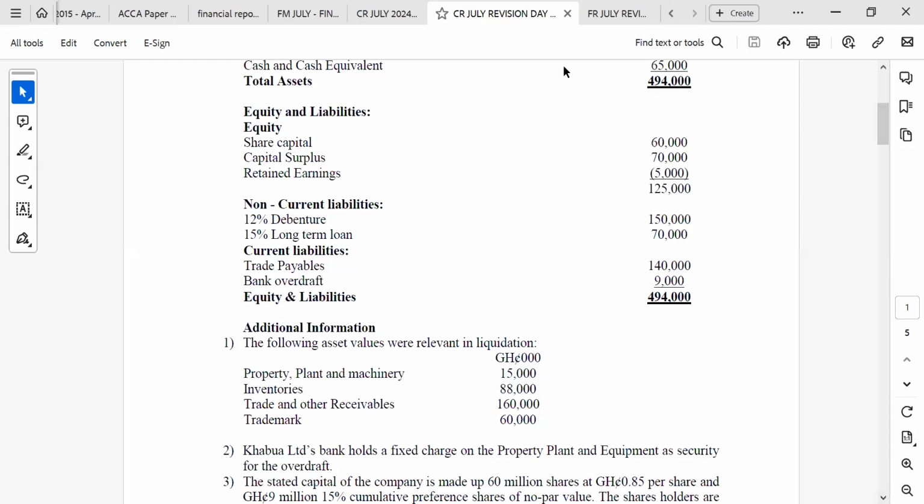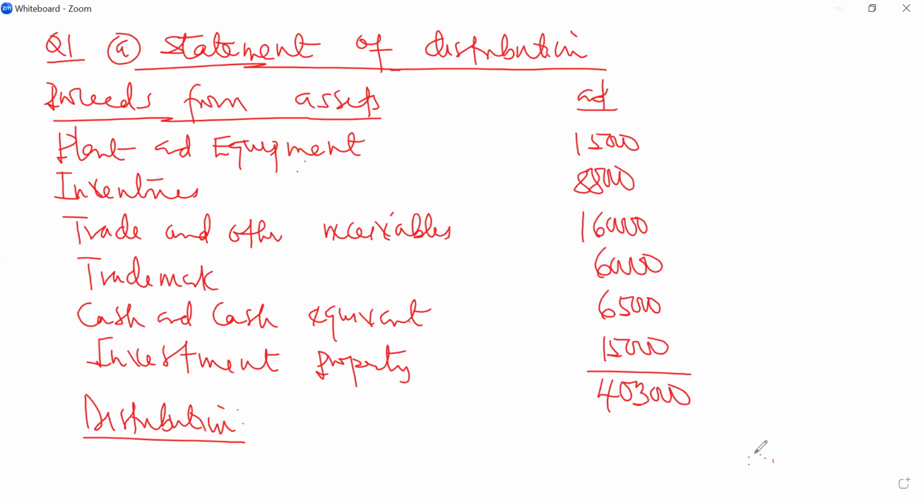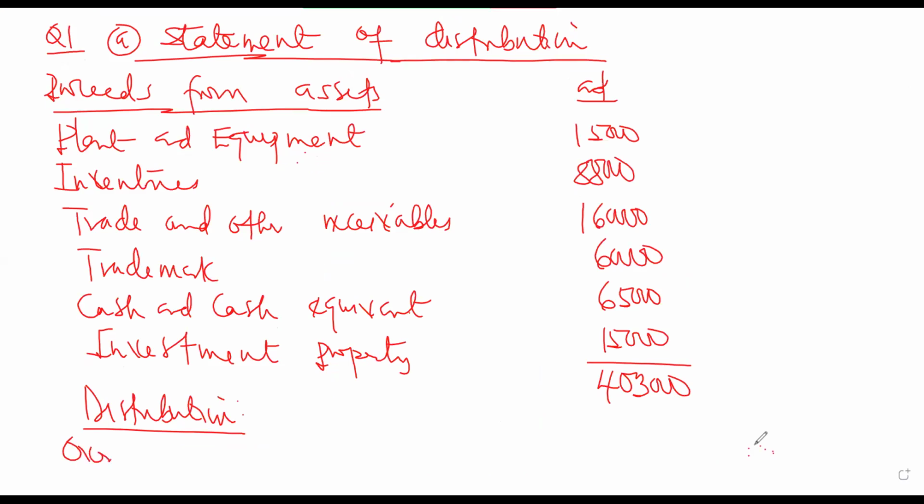15,000. It means that we can settle all the overdraft, isn't it? Yes, ma'am. Okay. So if you cannot settle everything, you only use the portion that you can use to settle that. So we have the 9,000 as a distribution here.